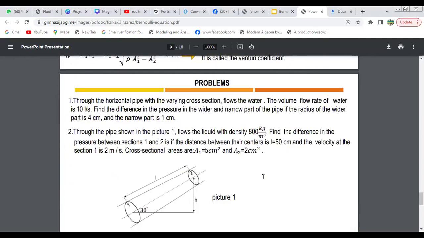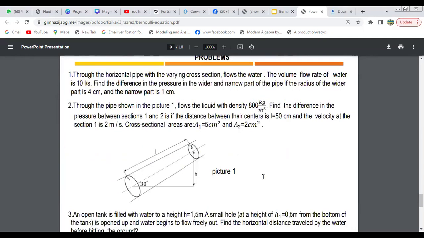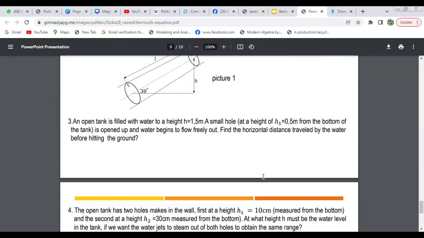Now we can solve some open problems. This is homework for you.